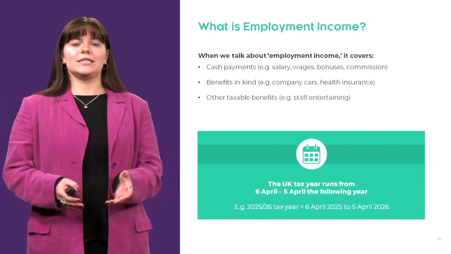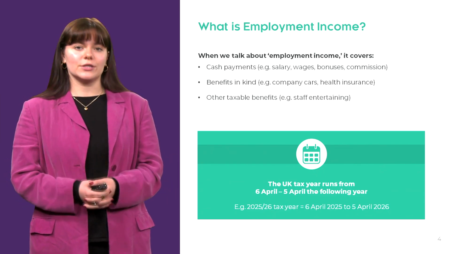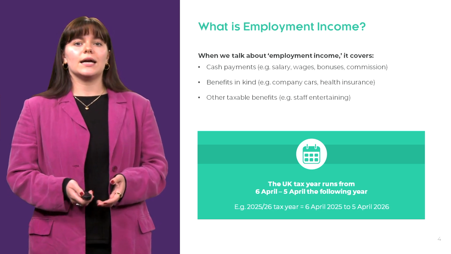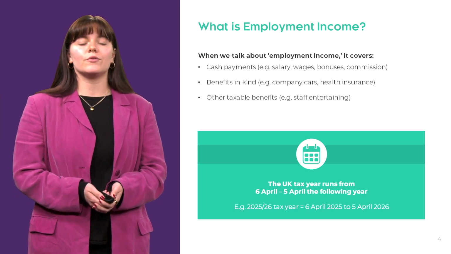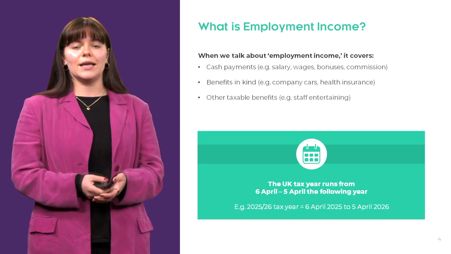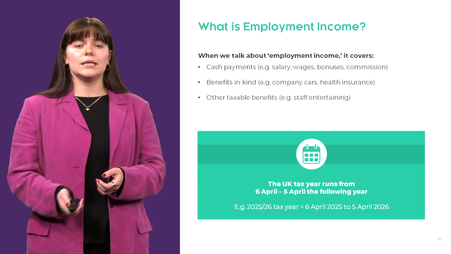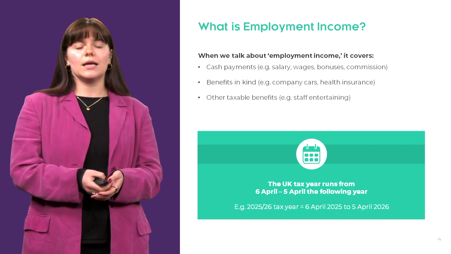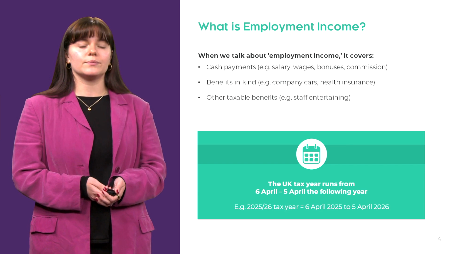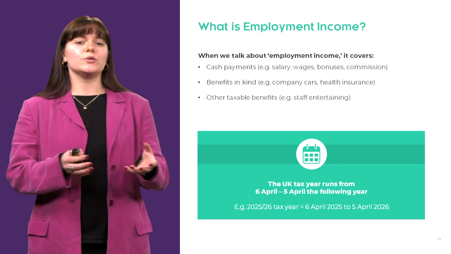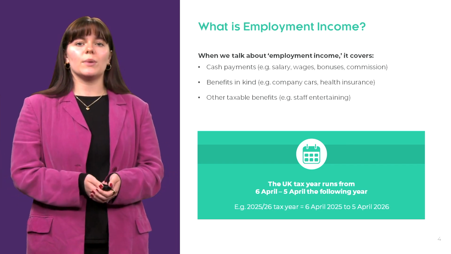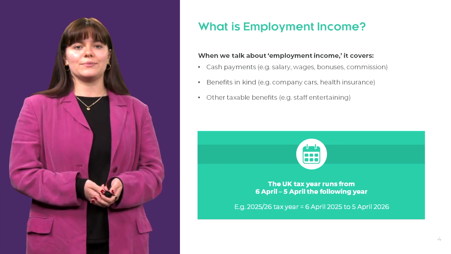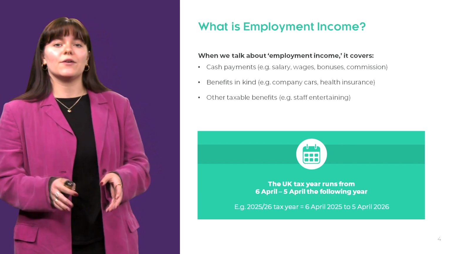Now that we've covered penalties, let's move on to the technical content, starting with how employment income is defined. At its core, employment income refers to the total compensation an employee receives for their work. This includes not only wages or salary, but also benefits and perks provided by the employer. During the session, I'll be using the term benefits to refer to benefits in kind, and I'll explain anything extra as we go along. Now, let's break this down further.